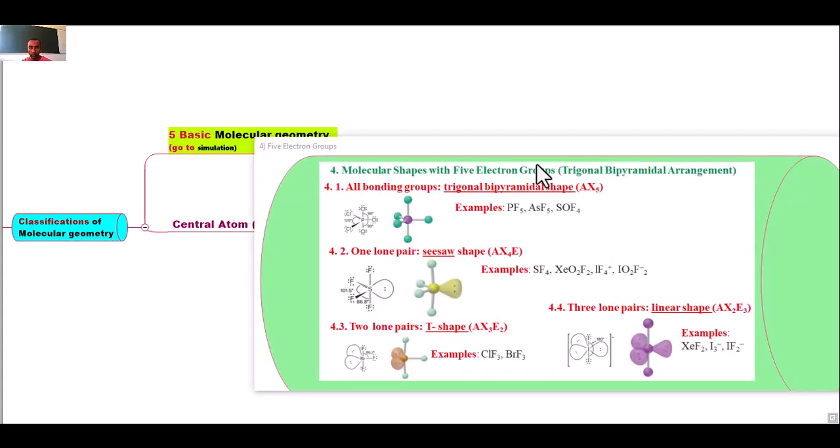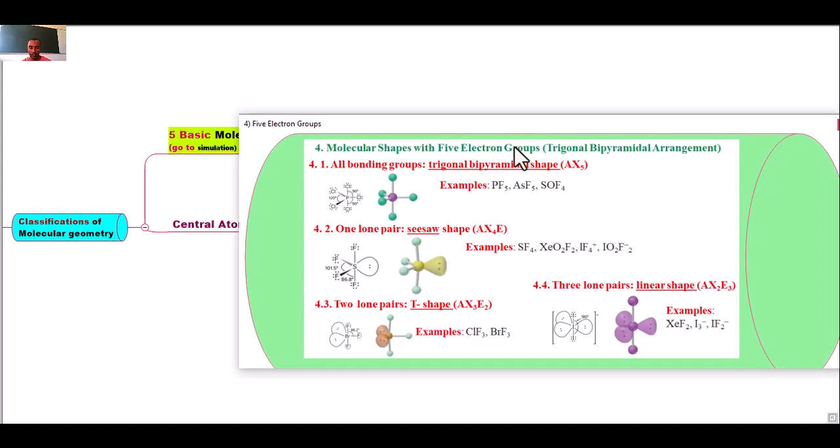We have again 3 cases in this case. The first case is if the central atom is surrounded by 5 atoms and there is no lone pair on the central atom, this shape is a trigonal bipyramidal shape. Take this example. And if a central atom is surrounded by 4 atoms and there is one lone pair on the central atom, this is seesaw shape. Example, you can take this example.